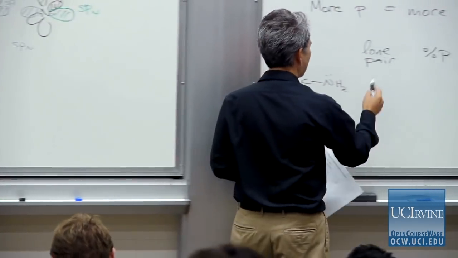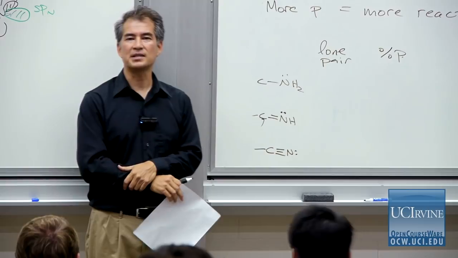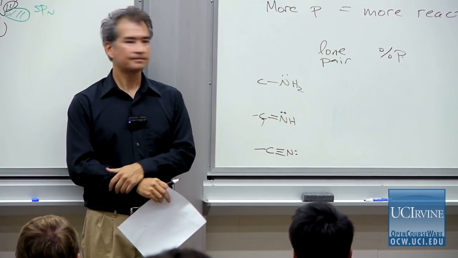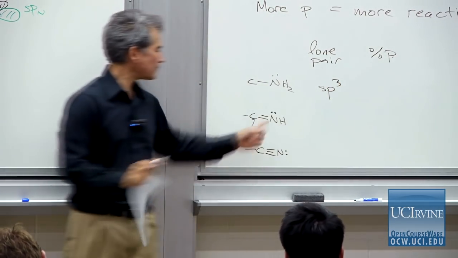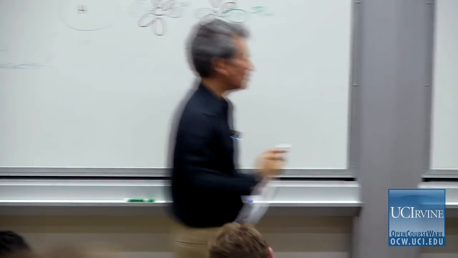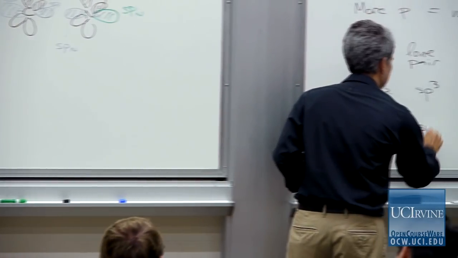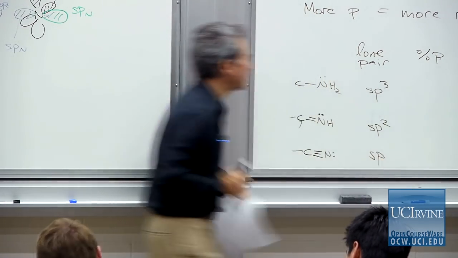So I want to start off by ranking the hybridization. What's the hybridization of this lone pair on the top nitrogen? It's sp3. How about the second one? The imine, or pyridine, or imidazole. And then finally I get down to the nitrile, and we already said that that's sp hybridized.